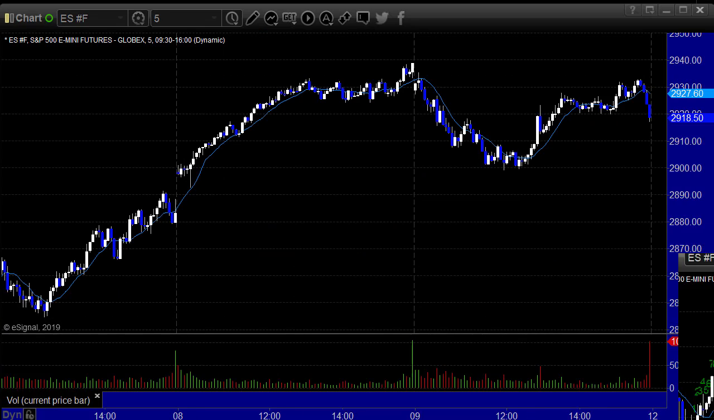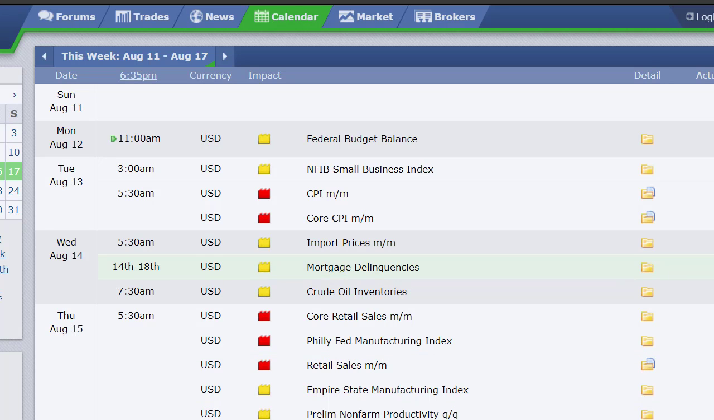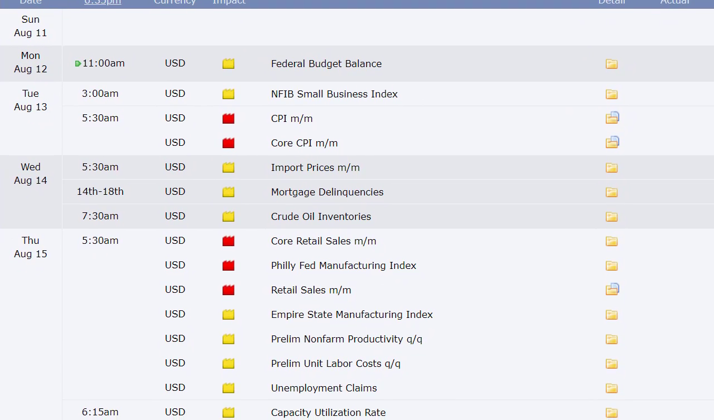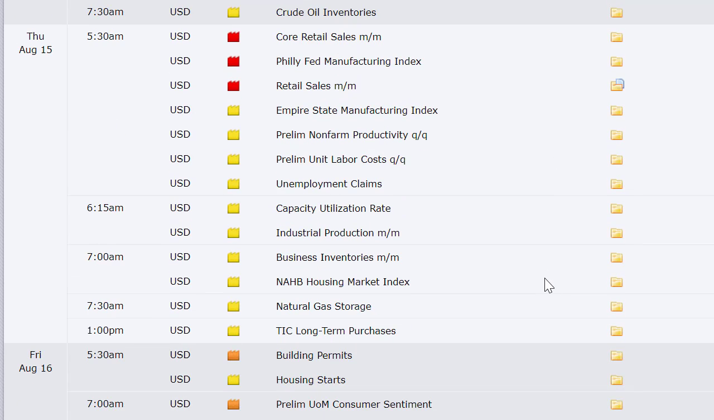All right. So in terms of economic data coming out this week, it's fairly limited comparatively. We've got Monday, federal budget balance. Tuesday, NFIB small business index, along with the CPI number. That's a big one. These times are off by a little bit, but the CPI is now before the bell. Import-export prices now before the bell on Wednesday, along with mortgage delinquencies, and crude oil inventories 30 minutes into the market. Not at 7:30 a.m. It's more like 10:30 a.m. Eastern time. On Thursday, retail sales, Philly Fed, Empire State Manufacturing Index, preliminary non-farm payroll, and the unemployment claims.